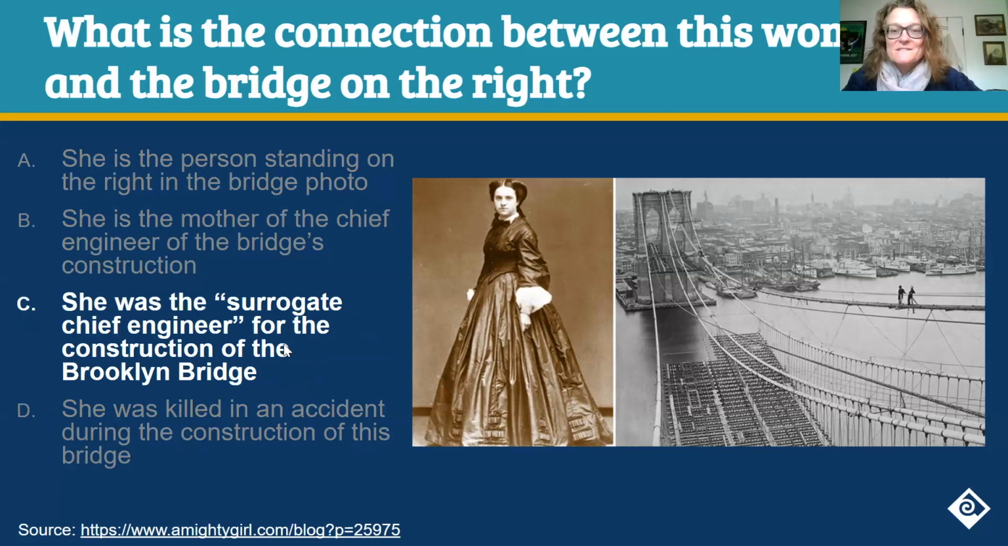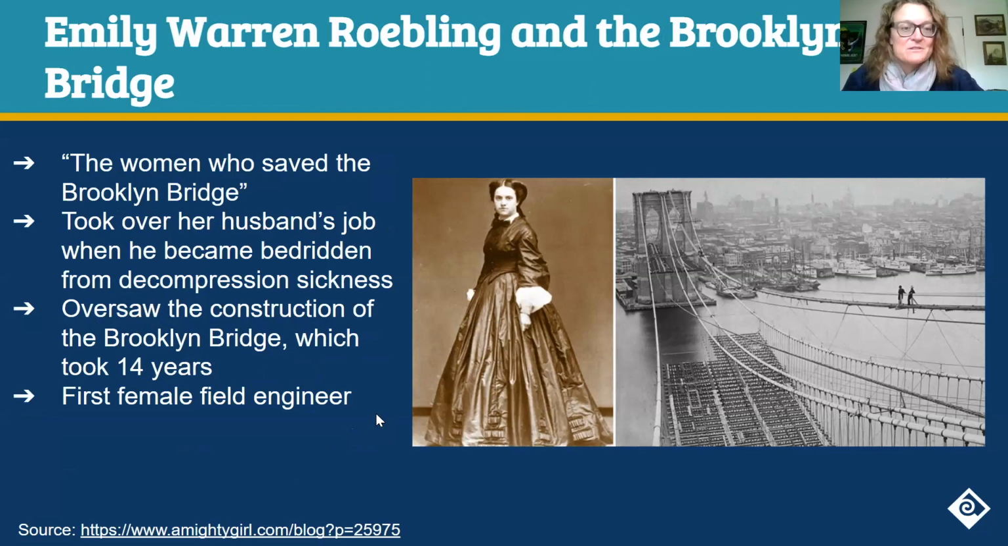C is correct. So this woman, I'll talk a little bit about her on the next slide, but she was the surrogate chief engineer for the construction of the Brooklyn Bridge. And this is something that I actually only recently learned. I can't believe I didn't learn it when I was going through engineering school years ago. Emily Warren Roebling. I had never heard this particular name, but she is a pretty important person in the history of the field of civil engineering. She was known as the woman who saved the Brooklyn Bridge.